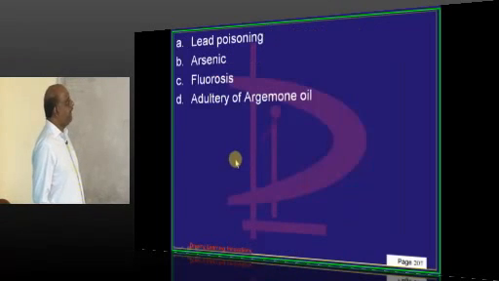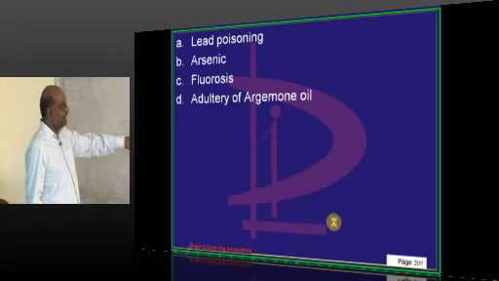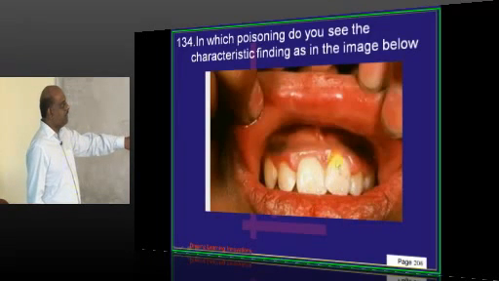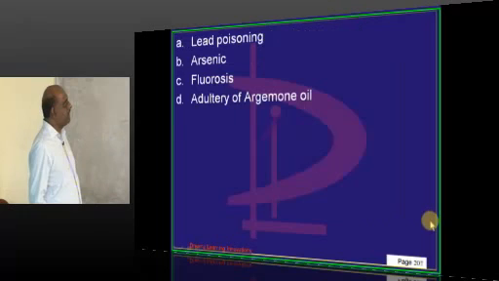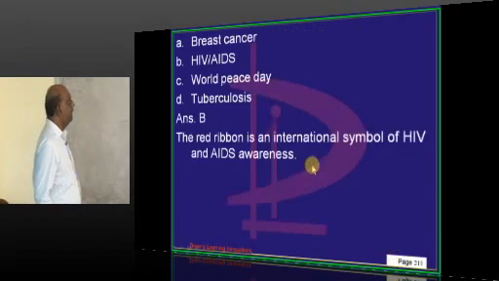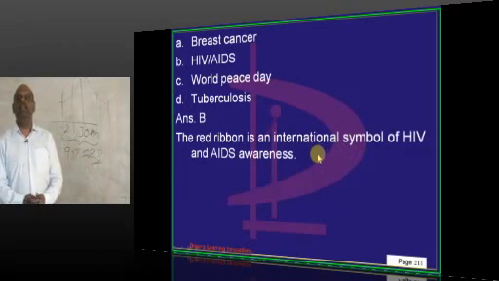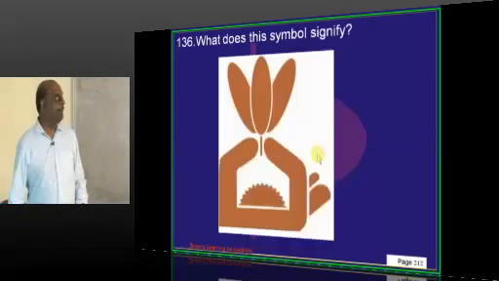Now, typically, where do you see this finding? In lead poisoning, you find the Burtonian line, which gives you an indication of the poisoning. Then what is this symbol? Classically it is HIV or AIDS. The red ribbon is the international symbol.